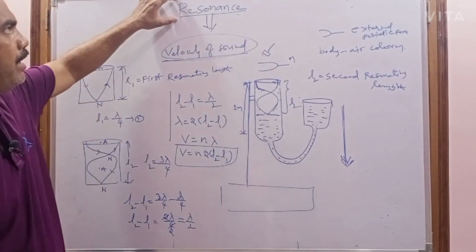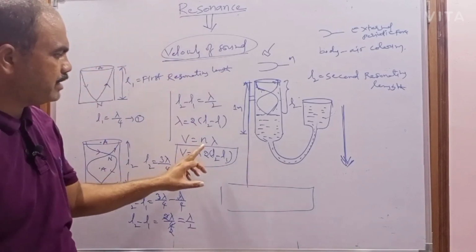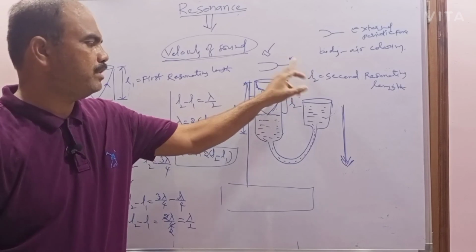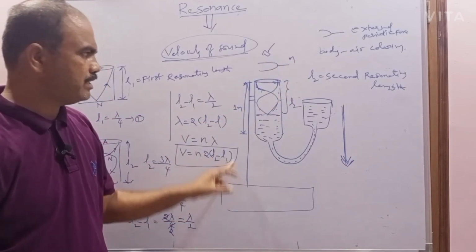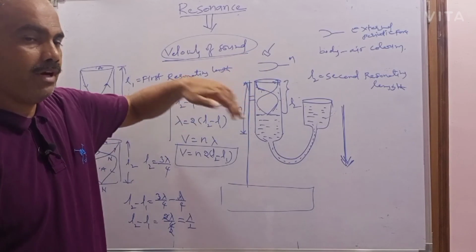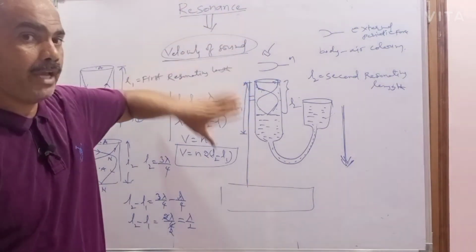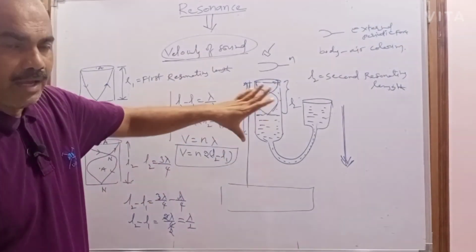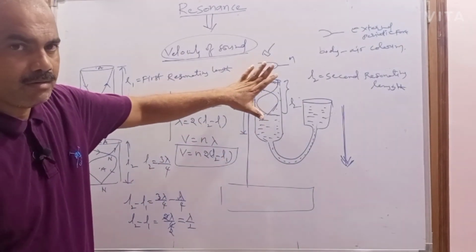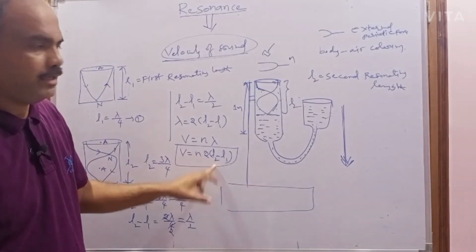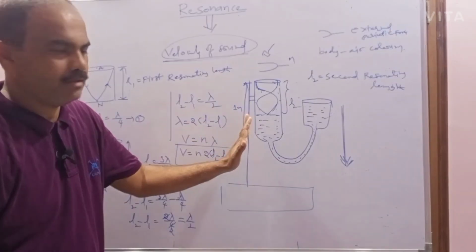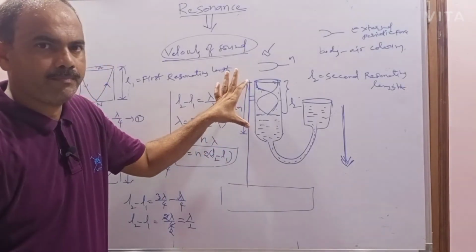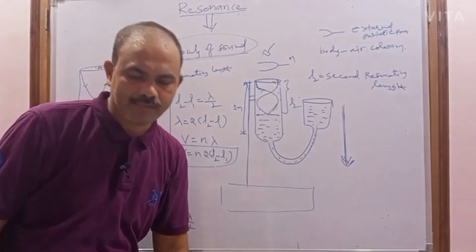By using which phenomenon? Resonance. Here n is the frequency of the tuning fork you are using. L1 is the first resonating length, where we first hear the maximum sound. L2 is where we hear the maximum sound the second time, that is the second resonating length. These can be measured with the help of the scale placed beside this closed pipe. So this is the resonance.